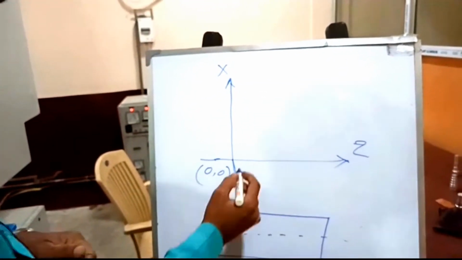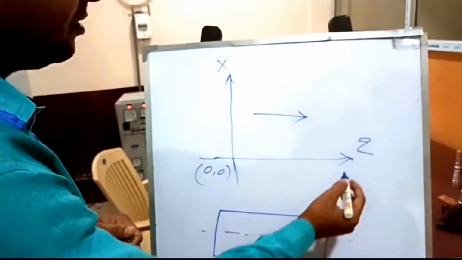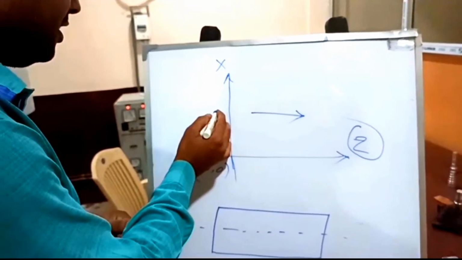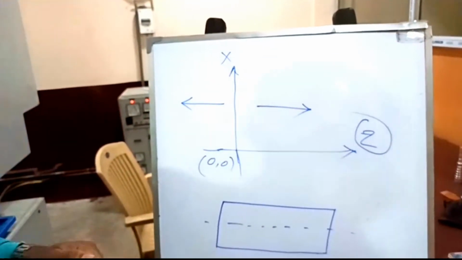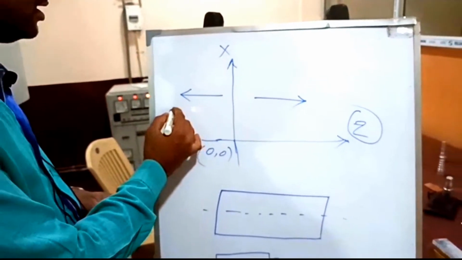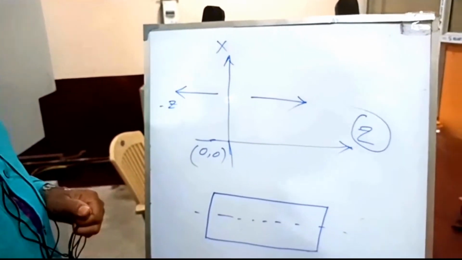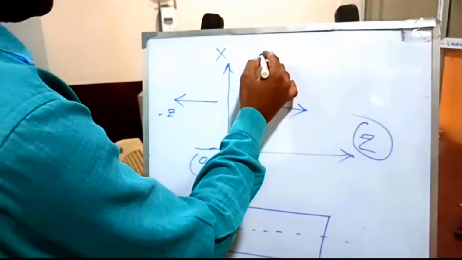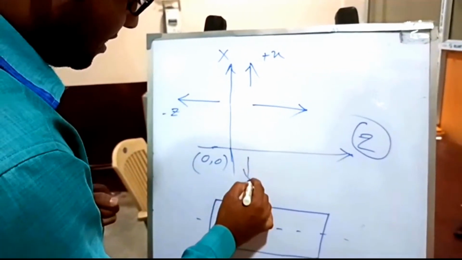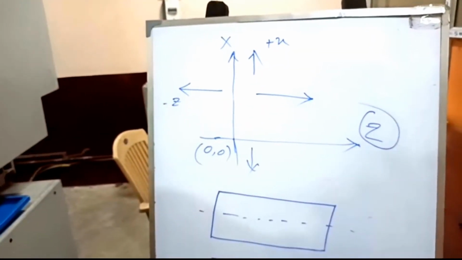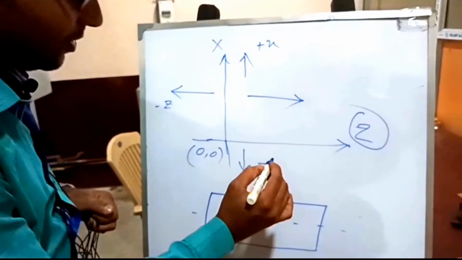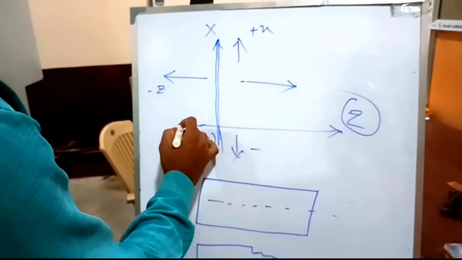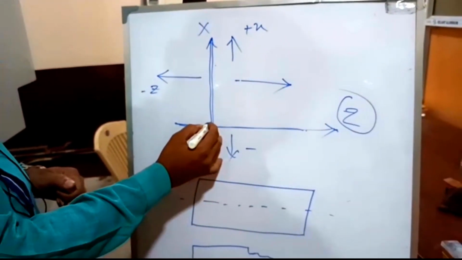Now if our tool moves in this side, then we will write the coordinate of Z as positive. If our tool moves in this direction, we will take the coordinate of the tool as negative Z. Similarly, for the X axis, if the tool moves this way, we will take the positive X, and if it goes downwards, we will take the coordinate as negative X axis. So this is a simple Cartesian coordinate. From here we write the program.